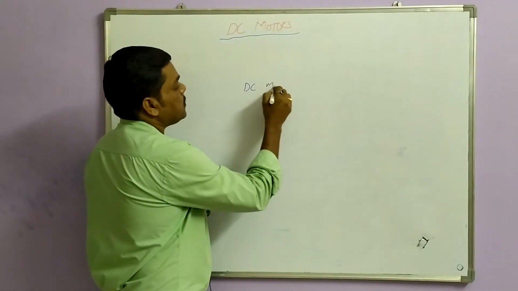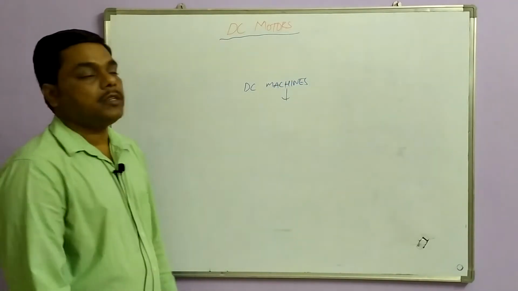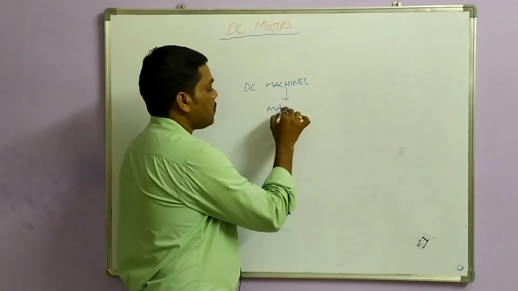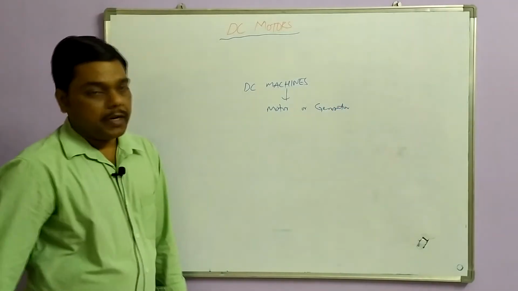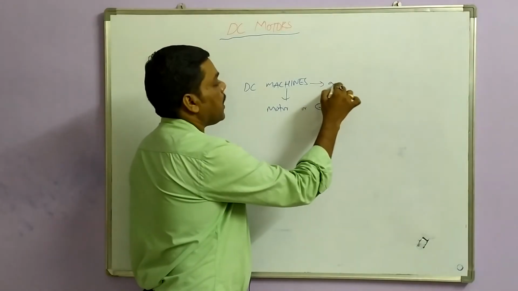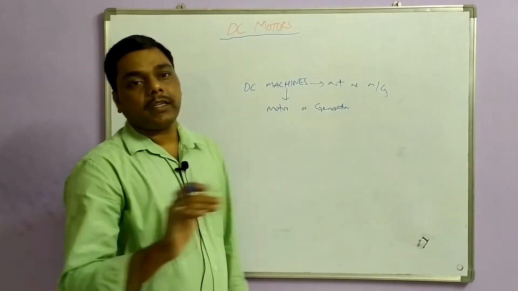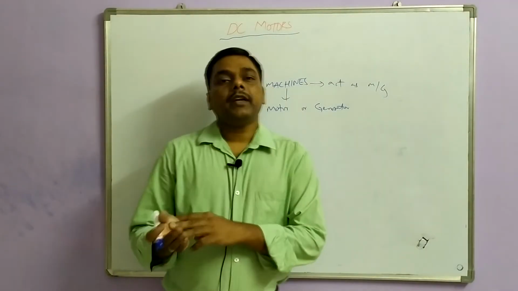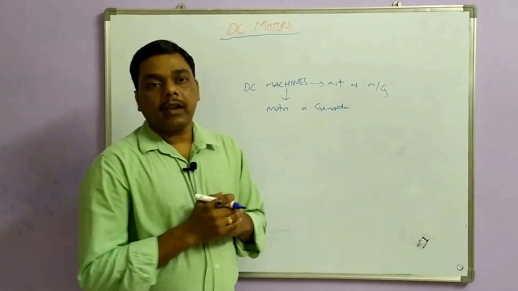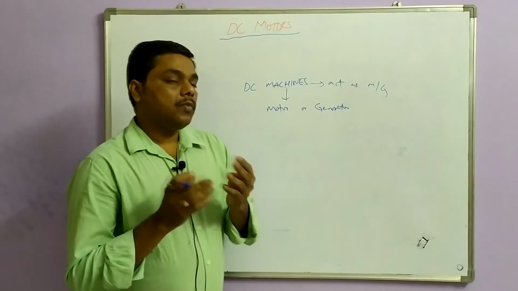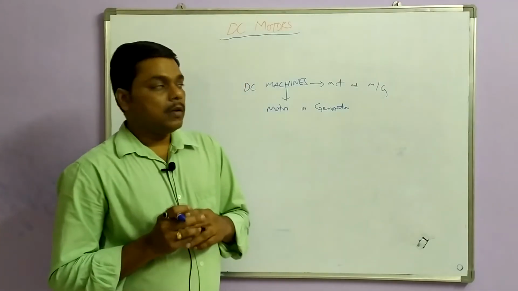So DC machines. Now what is meant by machine? A machine may be a motor or generator, and a DC machine can act as a motor or generator. The same motor acts as a generator, and the same generator acts as a motor. When mechanical energy is converted into electrical energy, it acts as a generator. If you supply electrical energy and connect a mechanical load, it acts as a motor.